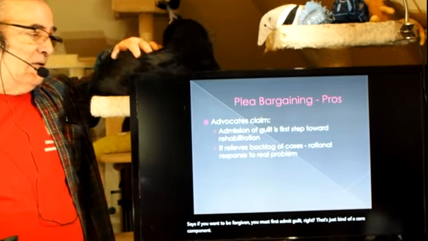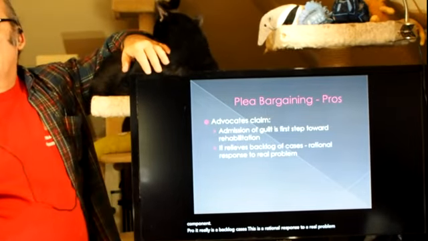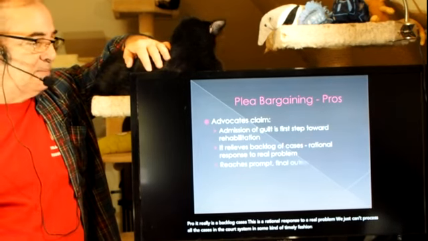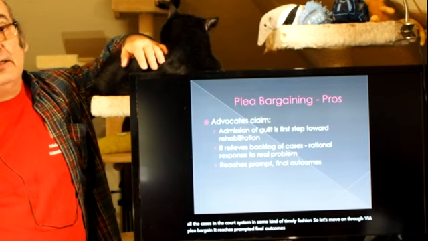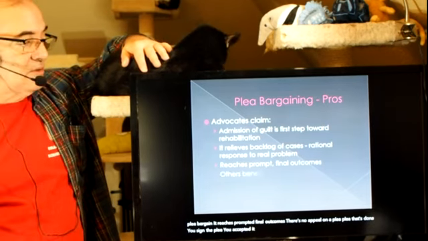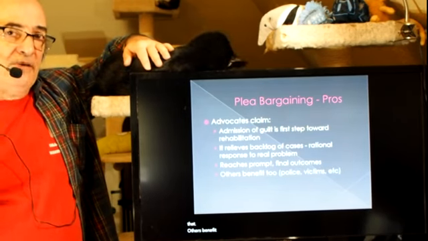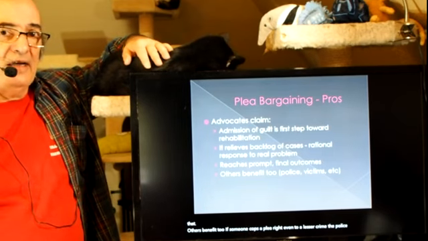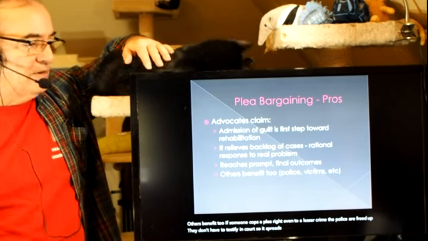Pro: it relieves a backlog of cases. This is a rational response to a real problem. We just can't process all the cases in the court system in some kind of timely fashion, so let's move them through via plea bargain. It reaches prompt and final outcomes. There's no appeal on a plea. You sign the plea, you accepted it, you're good to go. Appeals don't occur after that. Others benefit too. If someone cops a plea, even to a lesser crime, the police are freed up. They don't have to testify in court, so it spreads police resources more evenly.